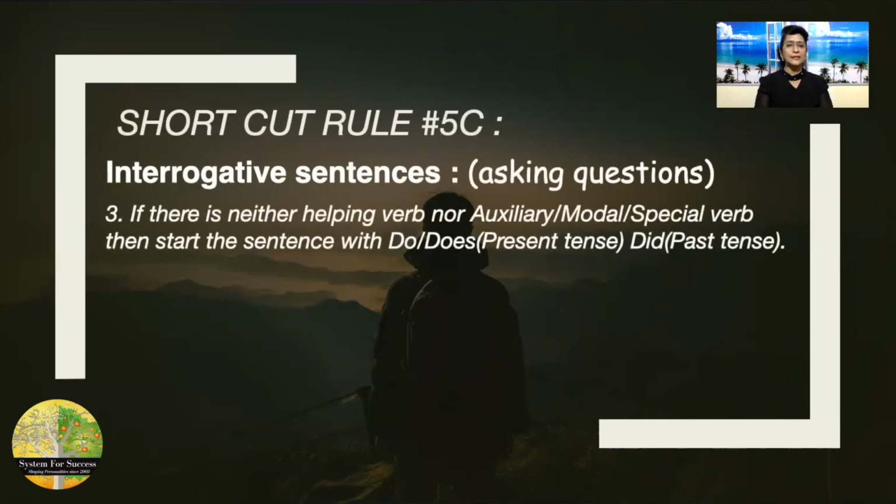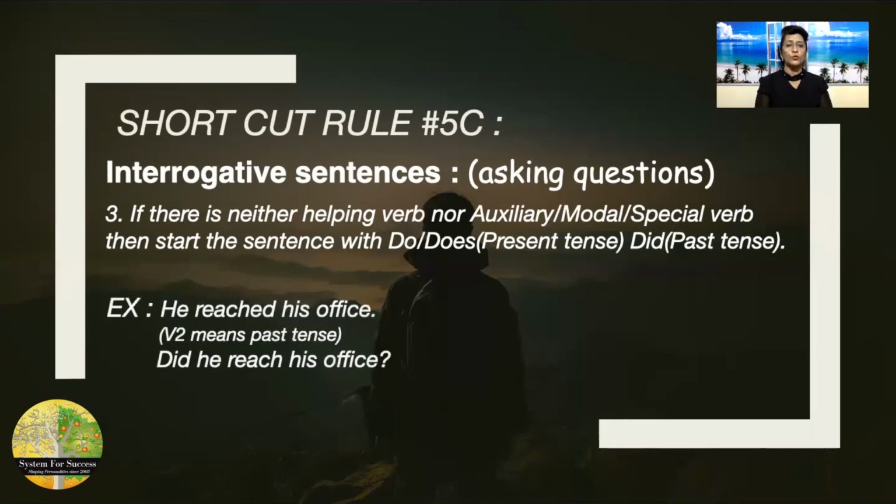Once again, extension of interrogative sentences. If there is neither a helping verb, मतलब is, am, are, was, but कुछ नहीं है, auxiliary, has, have, had, ऐसा भी कुछ नहीं है, फिर आप क्या करोगे? In that case, अपने आप you can start the sentence with do, does or did. As you all know, do and does is used for the present tense and did is used for the past tense. For example, he reached his office. By looking at the verb, you make sense that reached is the second form of the verb. It means it is a past tense. So did he reach his office?